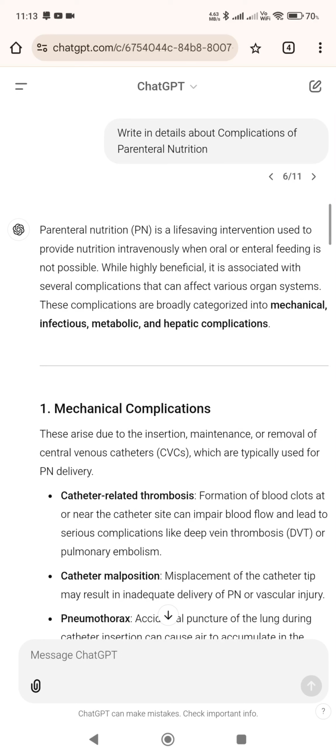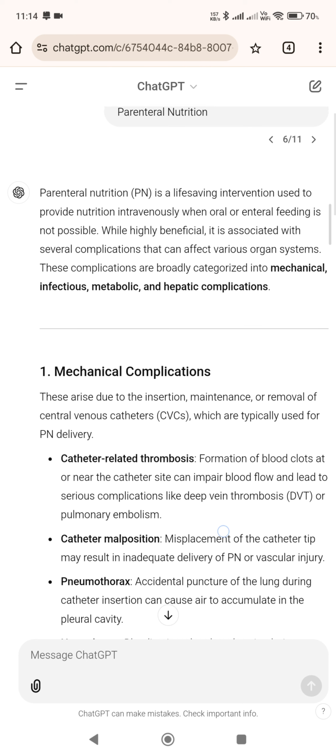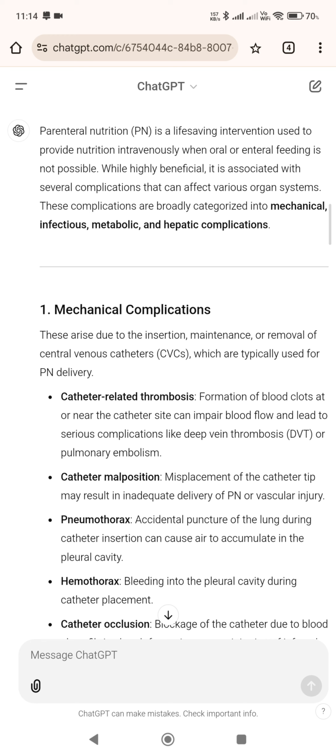Parenteral nutrition, PN, is a life-saving intervention used to provide nutrition intravenously when oral or enteral feeding is not possible. While highly beneficial, it is associated with several complications that can affect various organ systems. These complications are broadly categorized into mechanical, infectious, metabolic, and hepatic complications.